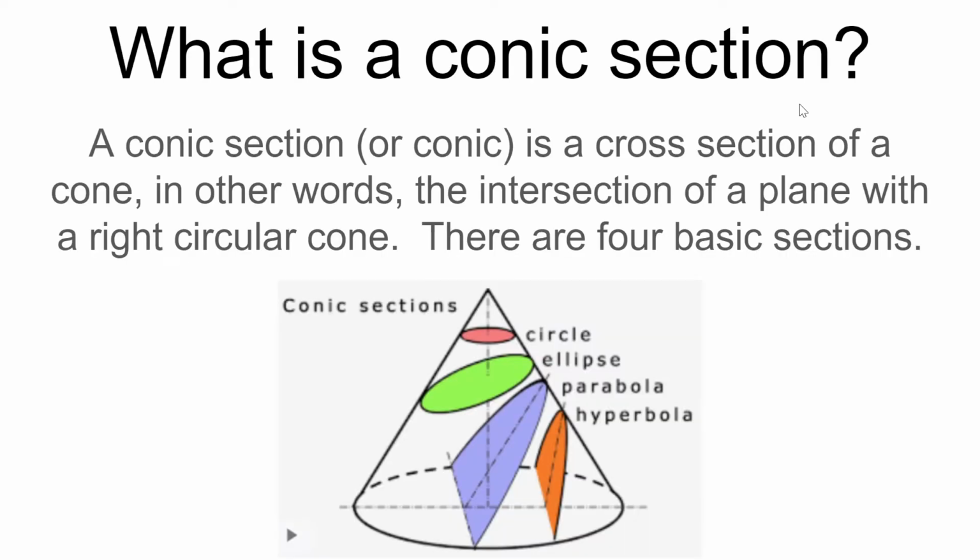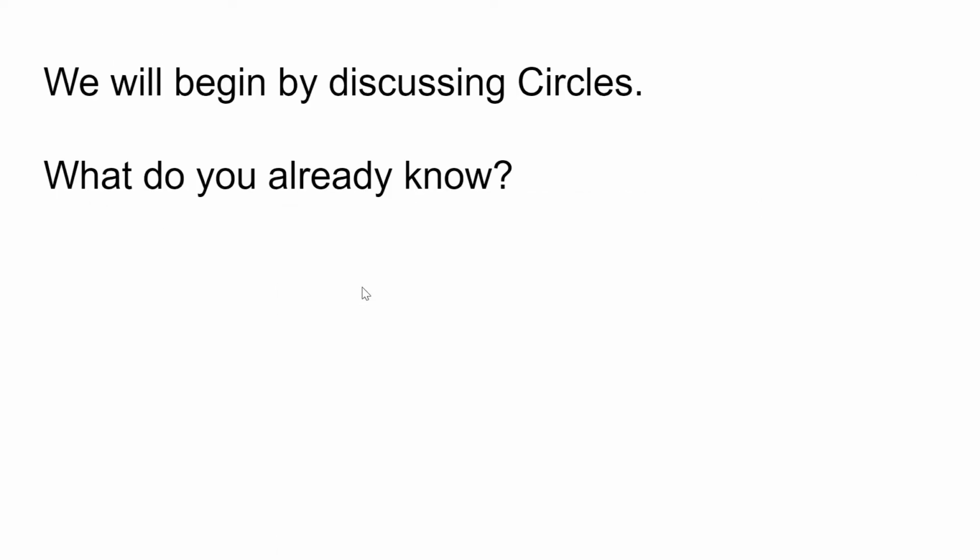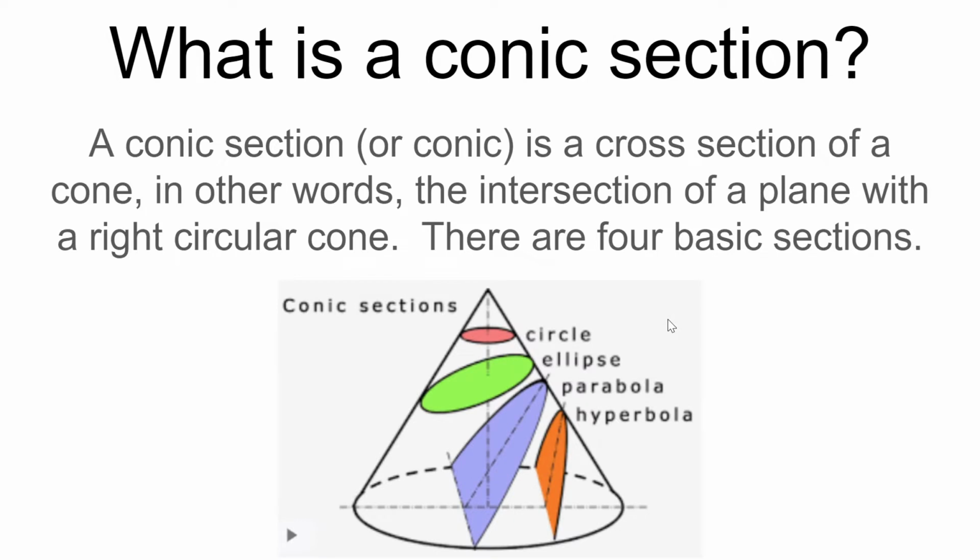We're going to talk about conic sections, specifically circles. A conic section is a cross-section of a cone, or in other words, the intersection of a plane with a right circular cone. So if we cut it parallel to the bottom, we get a circle.